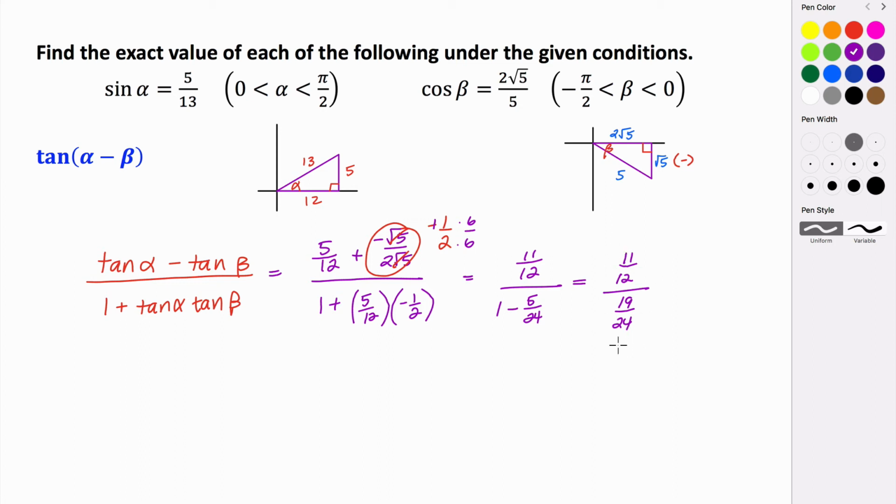So we have 19 over 24 in the denominator, and in the numerator we have 11 over 12. So we are dividing fractions. When you have a quotient of two fractions, we can take the numerator and multiply by the reciprocal of the denominator. So we get 11/12 times 24 over 19. We can do some reducing. 12 goes into 24 twice. So take this product, 11 times 2, that is 22, and then 1 times 19 is over 19. So the tangent of alpha minus beta is just 22 over 19.